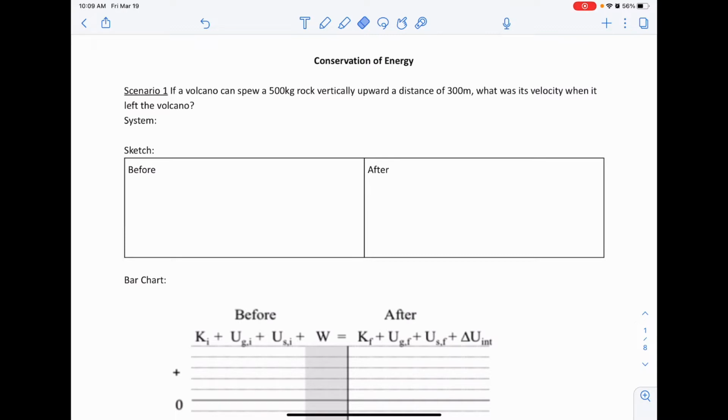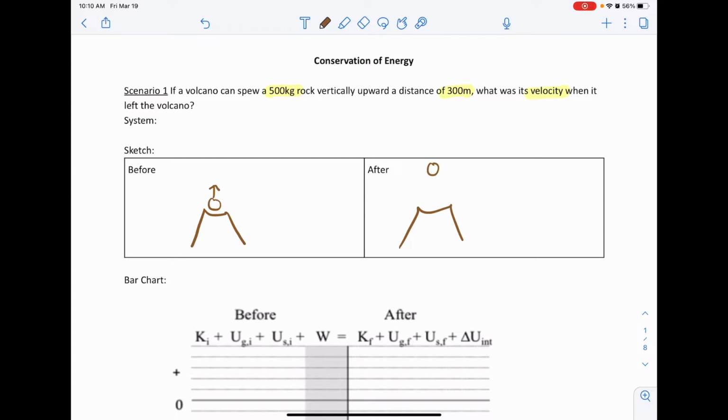Let's get started. Our first scenario: if a volcano can spew a 500 kilogram rock vertically upward a distance of 300 meters, what was its velocity when it left the volcano? Let's do a sketch here. We have a volcano and it launches a rock out, so it gives it some sort of speed, and then it reaches a maximum height. So here's my volcano, here's my rock that's moving up. And then after, here's my rock at its maximum height.